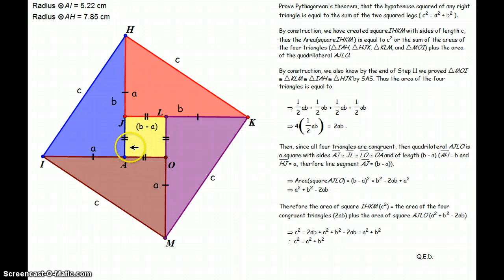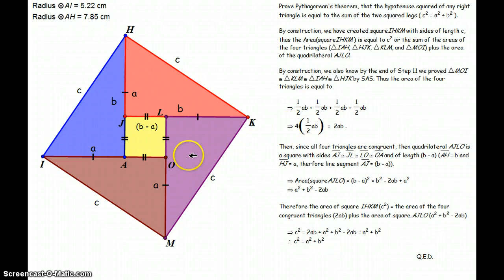We know by the end of step 11 we proved that these four triangles were congruent. If we know the area of one triangle is 1/2 base times height, we can say that the area of these four triangles is 1/2 base times height times 4, because there are four triangles. Therefore that reduces down to 2AB.